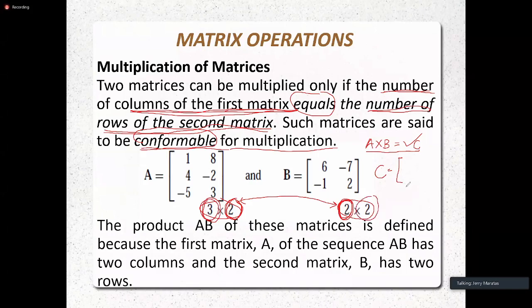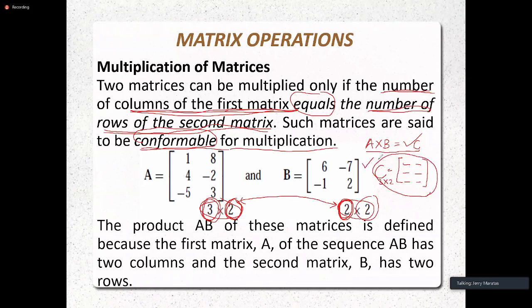So meaning, the size of the resulting matrix is 3 by 2. Okay? So 3 rows and 2 columns. That is now our resulting matrix, 3 by 2. Okay? So what remains is the size of your resulting matrix. So we have solved that, no? That is the second problem.